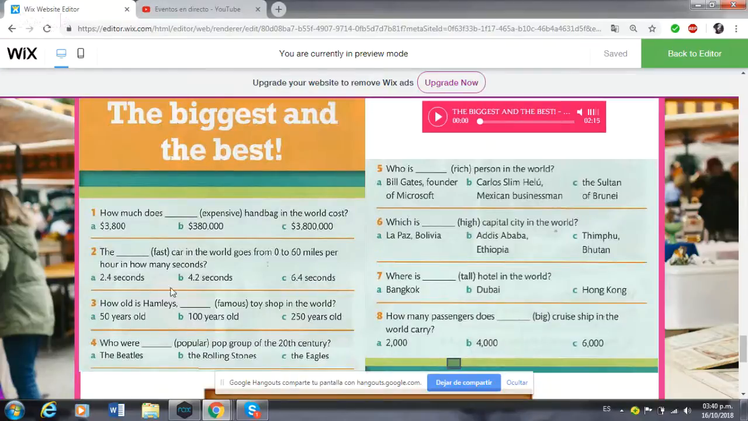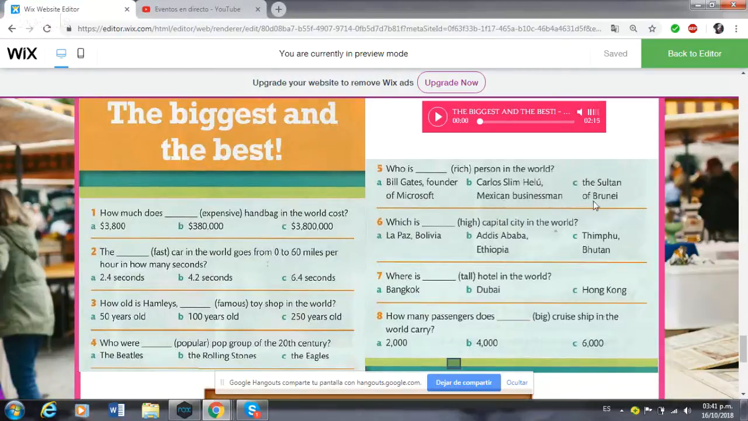Okay. And third question. How old is Alice? What is the missing word here? Toy shop in the world. A 50 years old, B 100 years old, C 250 years old. Or fourth, popular pop group in the 20th century. A the Beatles, B the Rolling Stones, C the Eagles. Fifth, what is the missing word? Founder of Microsoft. B Mexican businessman. C the Sultan.